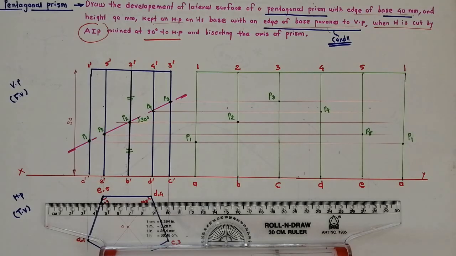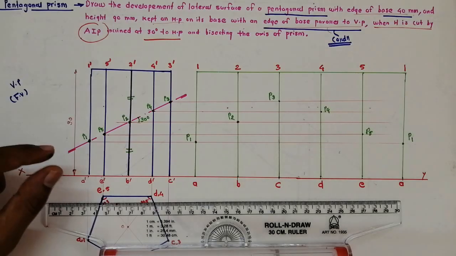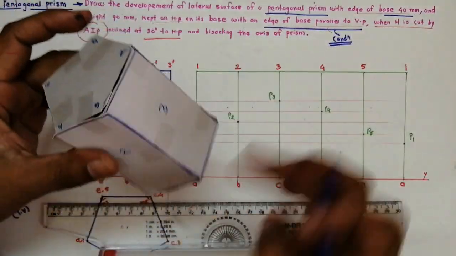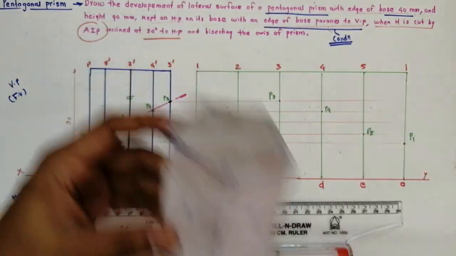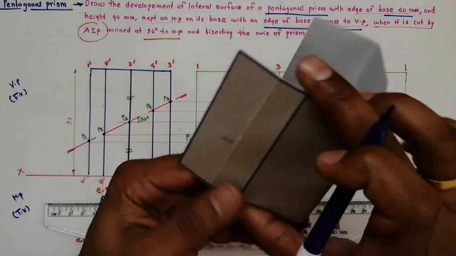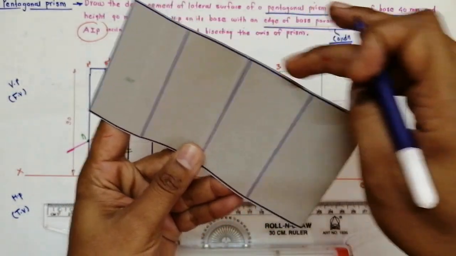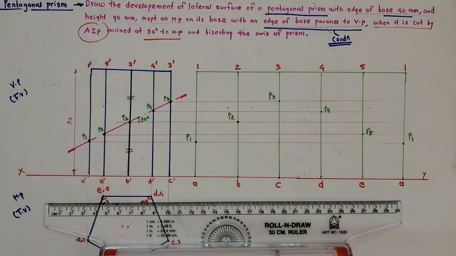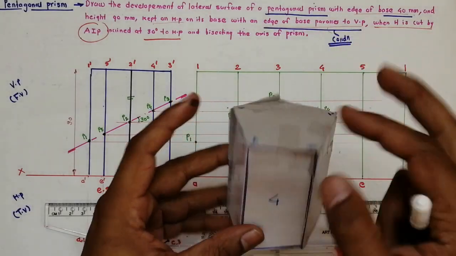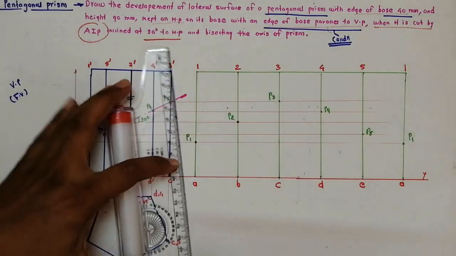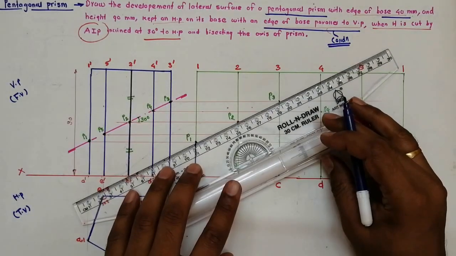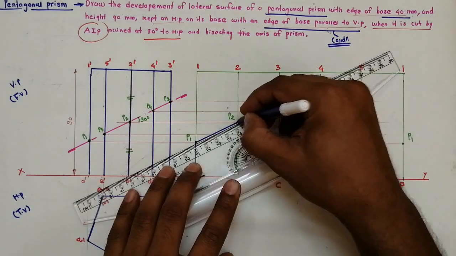Okay, now the next step is to join these points. Now in the cylinder we joined them by the curve, because it is the curve in the cylinder. But now in the pentagon, if you see here, there are the edges. So when we cut this pentagon, we'll get the edges here. So you have to join these intersecting points by means of the edges, not by the curve. The curve comes only in the cylinder.